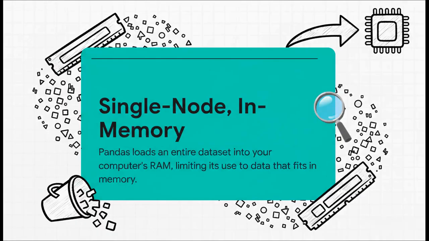So what's really going on under the hood here? Why does this happen? It's simple. Pandas is designed for single-node, in-memory processing. That means its whole strategy is to load the entire dataset straight into your computer's RAM. That's what makes it so snappy on smaller data. But its greatest strength is also its greatest weakness. That memory wall isn't a bug. It's literally baked into its DNA.